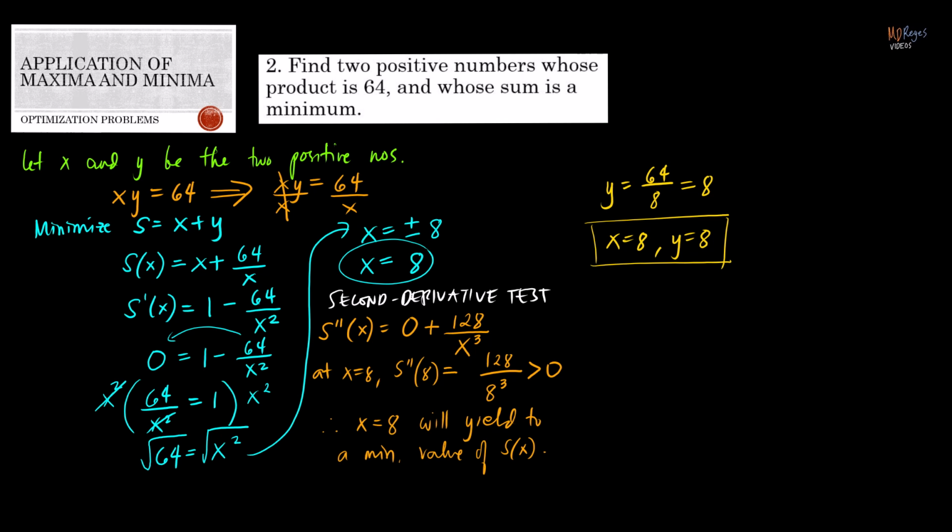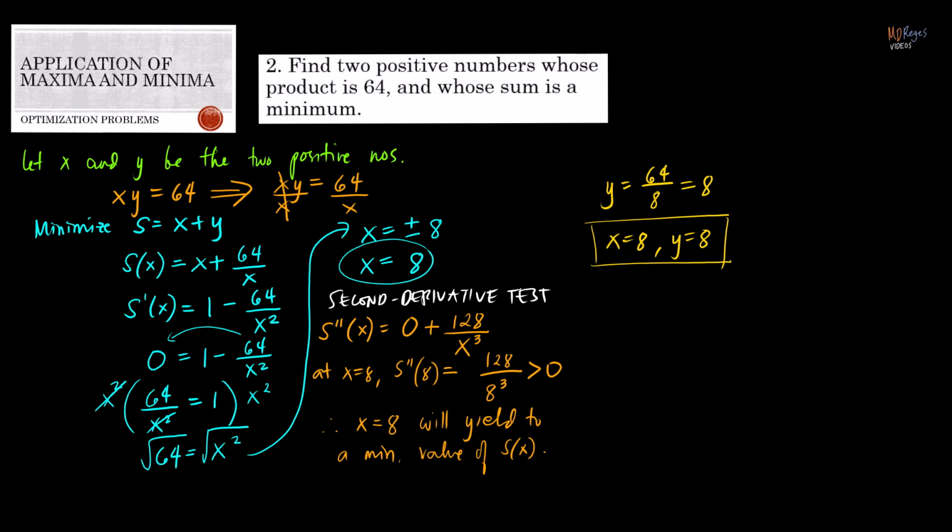And of course, we have to remember that the product of these two numbers must be 64, and 8 times 8 is 64. Okay, 8 plus 8 is 16. So this is how we choose two numbers whose product is 64 and whose sum is a minimum.